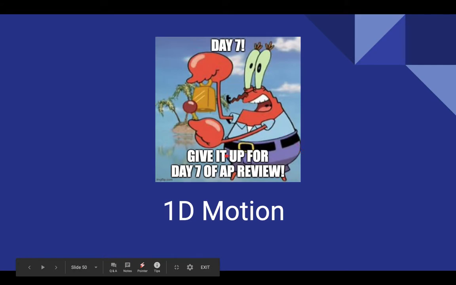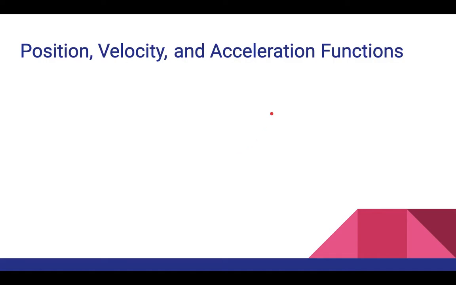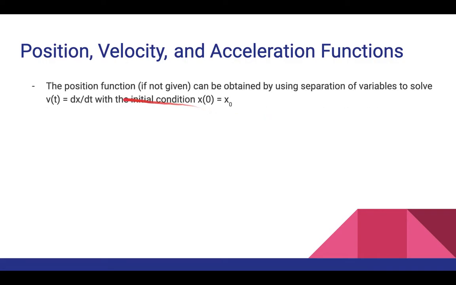Day 7 of AP Review, where we look at 1D motion. Alright, so position, velocity, acceleration functions. Recall that the position function, if not given to you, can be attained by using separation of variables to solve the equation v equals dx over dt with an initial condition x at t equals 0 equals x naught.